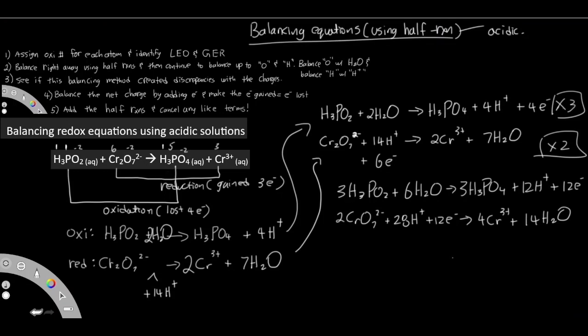Now, what does it say for step number 5? You have to now add the half reactions, and then we can finally get rid of those annoying like terms, like this 12 electrons and that 12 electrons, okay? So now we're on that final step, step number 5, so let's add it all up.